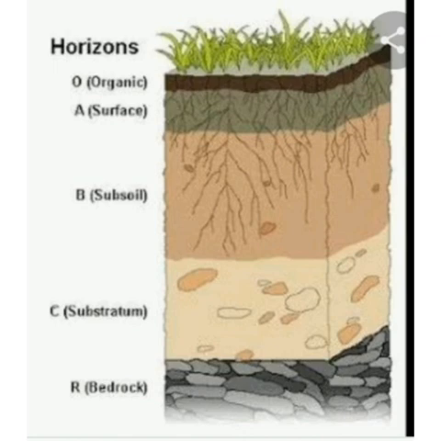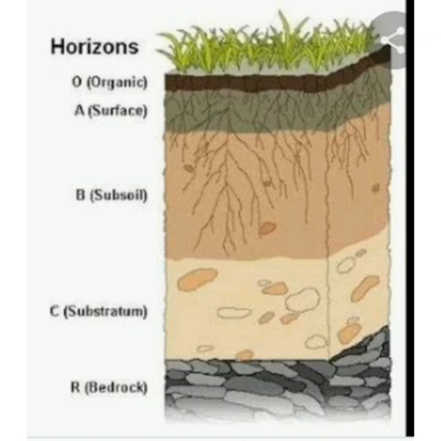Next one, horizon B. Below horizon A, horizon B is present. This layer is a harder region. It contains a large amount of pebbles. This layer contains very little organic material or humus. Roots of trees and shrubs are present in this layer. This layer is also called the subsoil.